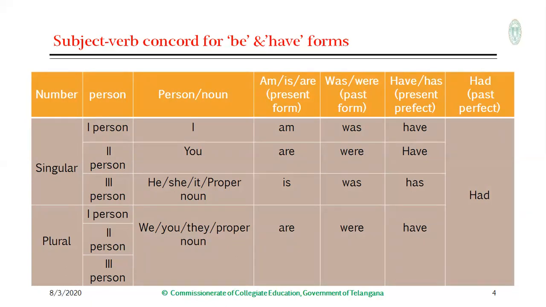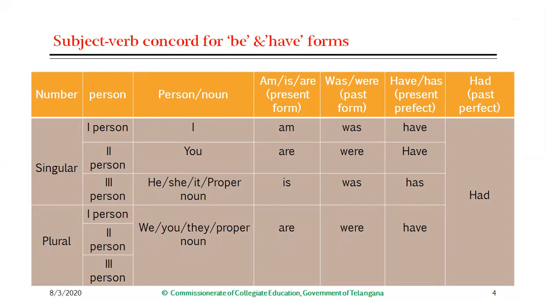I am a student. I am playing cricket. Or I have a new car. I have returned the book. Like that. I was, in past form. I was in Hyderabad in the month of June this year. I was, in the past tense. The sentence shows that it is in past tense.